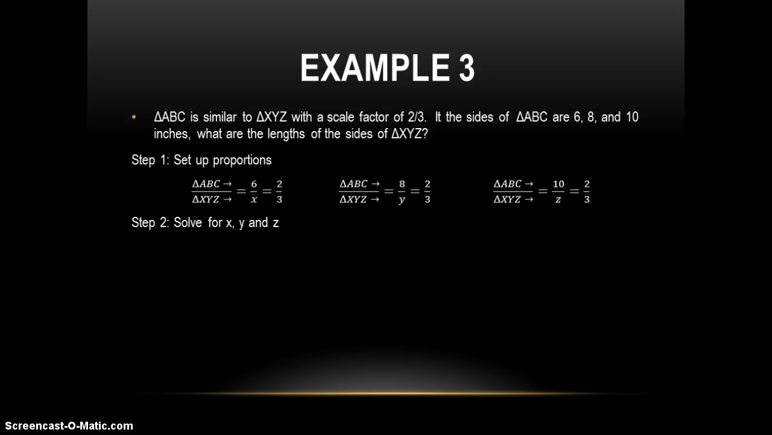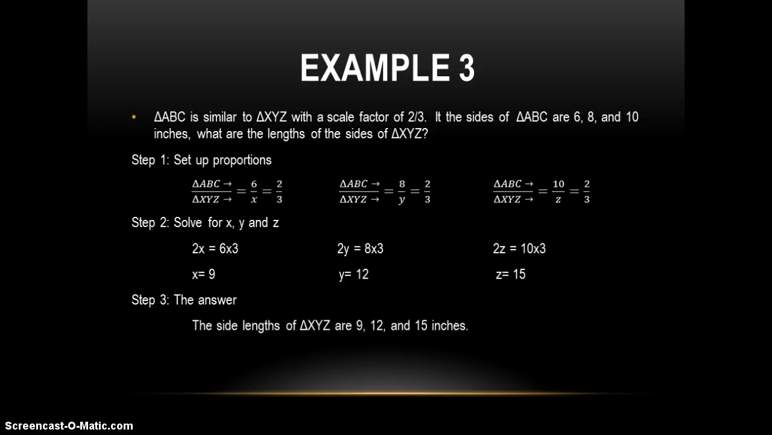Step 2. Solve for X, Y, and Z. So we cross multiply, so we get 2x equals 6 times 3, 2y equals 8 times 3, and 2z equals 10 times 3. So then we get x equals 9, y equals 12, and z equals 15. Step 3, the answer. The side lengths of triangle XYZ are 9, 12, and 15 inches.